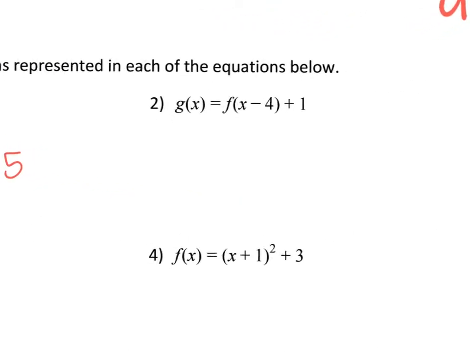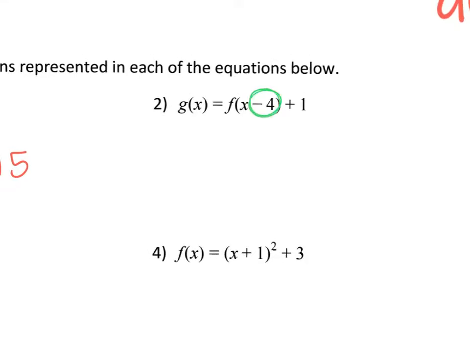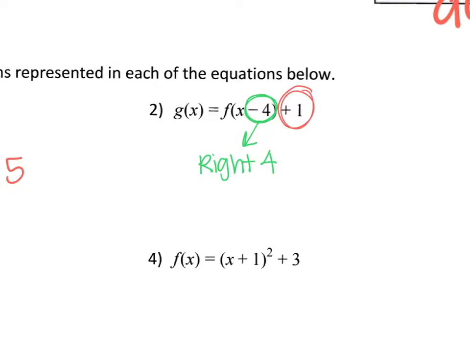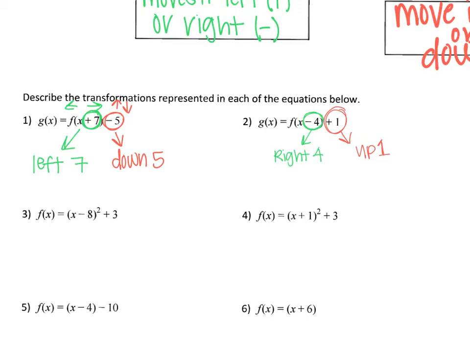Let's look at the next one. Okay, again, inside tells me left or right. I do the opposite of what it tells me, so since it's negative, I'm going to the right. So I'm going to the right 4. And then I'm going either up or down. Well, it's a positive, so I'm going up 1. So those were all linear because there was no x as an exponent for exponential or x squared for quadratics. So these were linear examples.